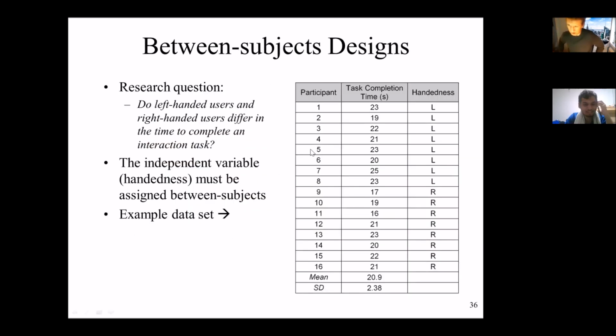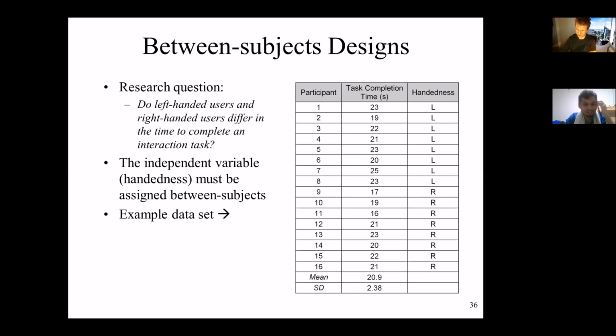Then there's another one, which is called the between-subjects design. Before, every participant tried both methods, randomized in terms of the order in which they tried them. But sometimes you have a task that can only be completed by one particular kind of person and not the other. For example, left-handed users and right-handed users may differ in the time to complete an interaction task. A participant is either left-handed or right-handed, but can't be both. You can't tell a left-handed user to now act as if he was right-handed. That would of course be terrible, right?